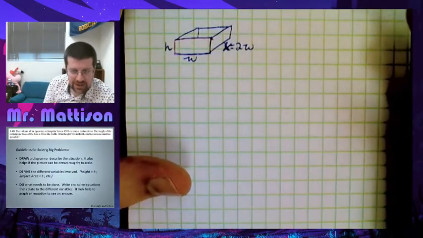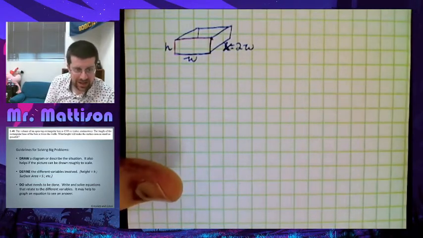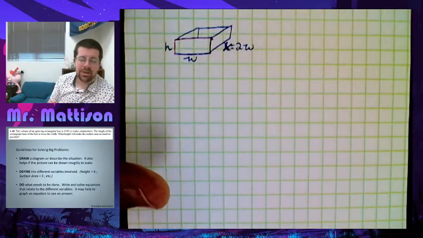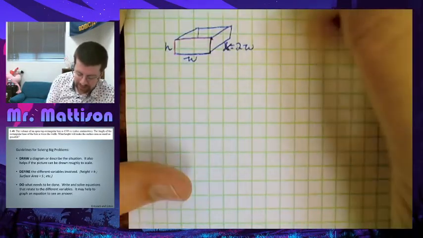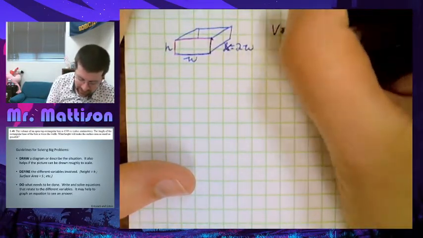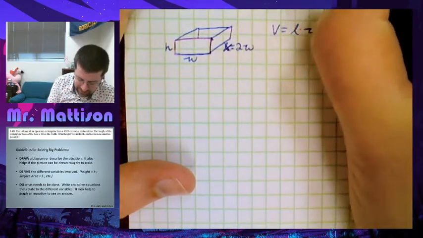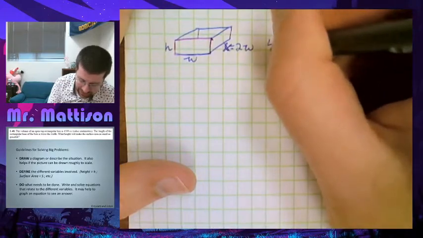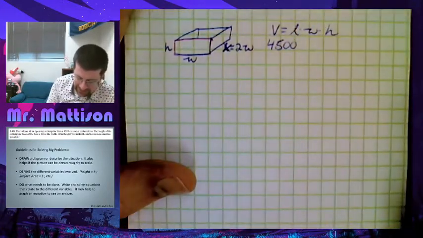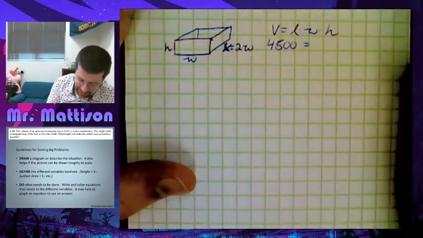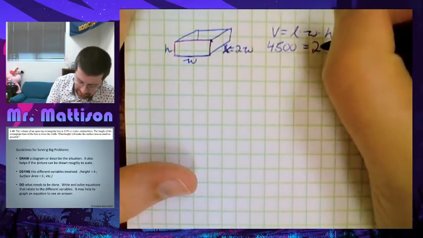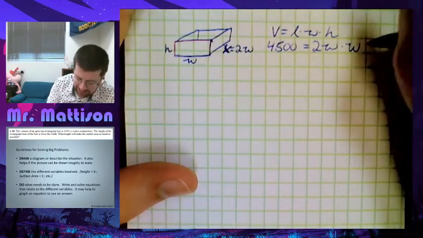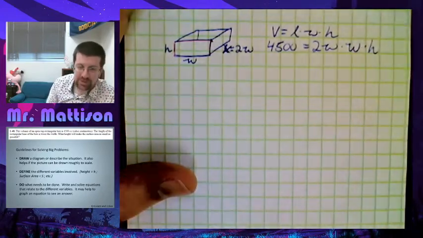So the first equation that I can really write is dealing with the volume. Now my volume is going to be 4,500 cubic centimeters, or cc's. So volume equals length times width times height. So my volume here, which is 4,500 cc's, is going to be equal to my length, which is 2w, times my width, which is w, times my height, which is h.